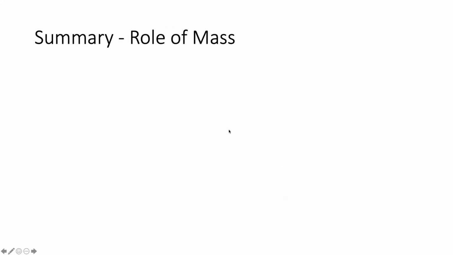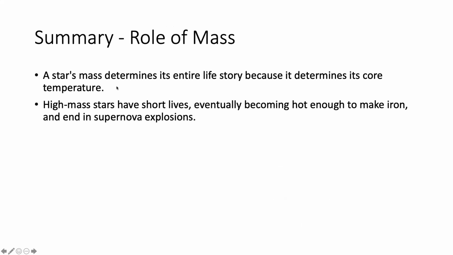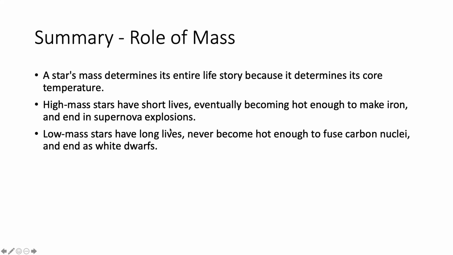All right, so let's summarize the role of mass in a star's lifetime. Like I said, and I can't stress this enough, the mass of a star determines the rest of its life. We've talked about how stars with high masses live short lives. They get very big, hot, they can fuse up to iron in their core, and then they have these giant supernova explosions. Low mass stars don't ever get hot enough to fuse that carbon, and so eventually they eject their outer shells and leave behind a white dwarf. But they live much longer lives because they don't burn through their nuclear fuel as quickly.